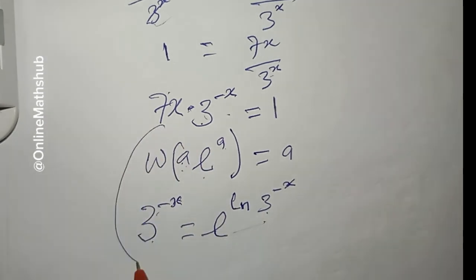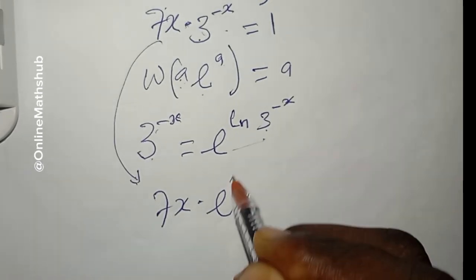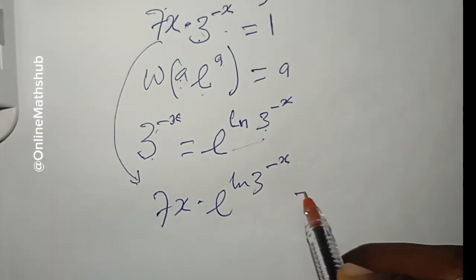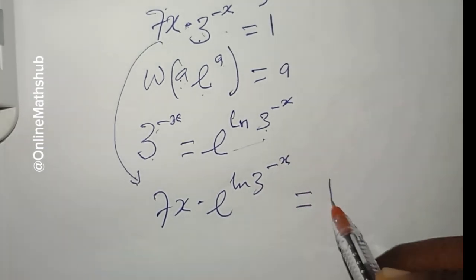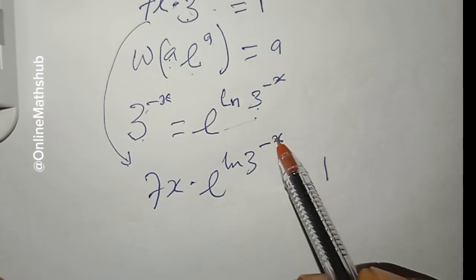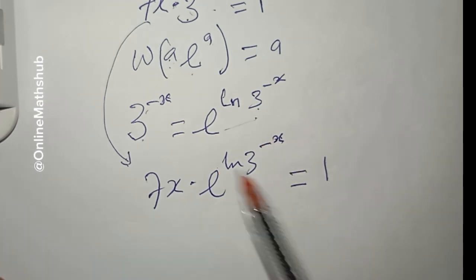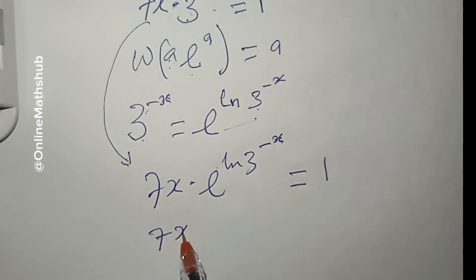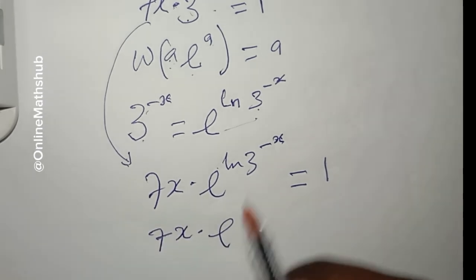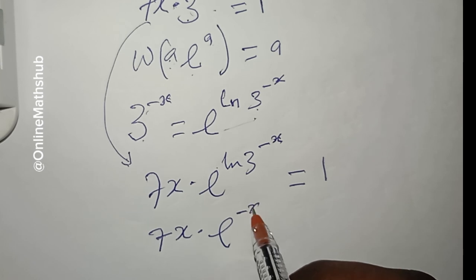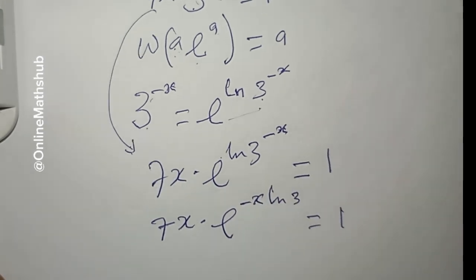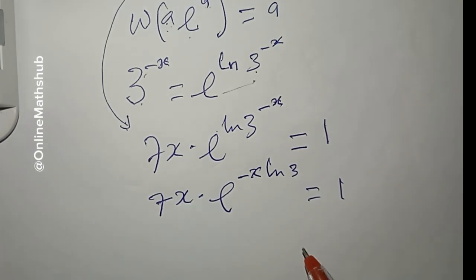So what we now have from here is 7x multiplied by exponential natural log of 3 power negative x is equal to 1. I'm going to bring this negative x down here. If I do that, what I'm going to have is 7x multiplied by exponential negative x natural log of 3 is equal to 1. Okay, so that is cool.